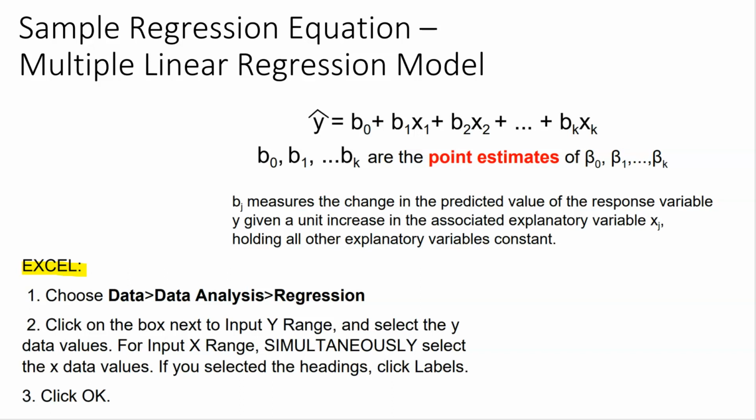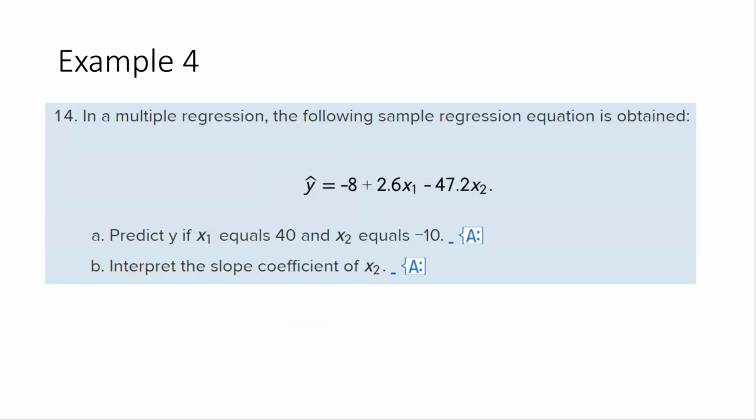And the difference here is that when we go in to do regression, we click on the box next to input y range and select the y data values, and for input x range, simultaneously select the x data values. So that is what we're going to make sure that we click and do, and you'll see when we get to that example. But first, let's just kind of make sense of a multiple regression.